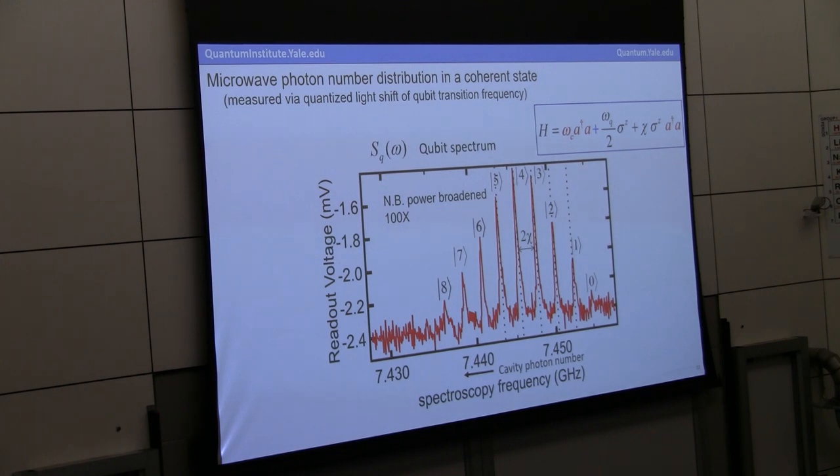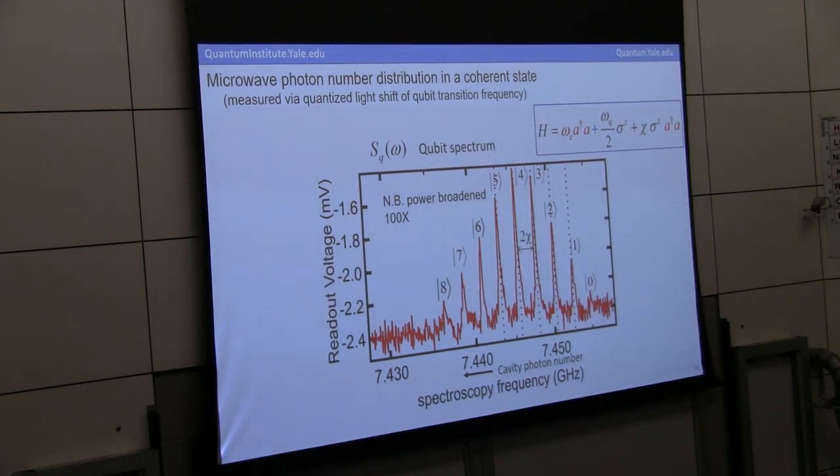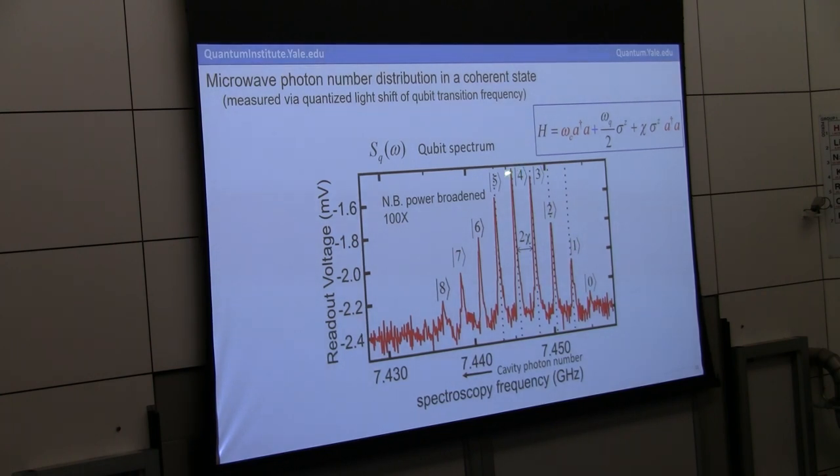So that was the schematic. Here is what actual data looks like. This is sort of ancient, but it was the first one. So here you see some noisy spectrum of the qubit, and there was a coherent state in the cavity which has an uncertain photon number, and then there's a long time average, so you get all the different possibilities. Sometimes there's 0, 1, 2, 3, 4, 5, 6, 7, 8 photons in the cavity, and you see a nice Poisson distribution, because it's what it's supposed to be for a coherent state.